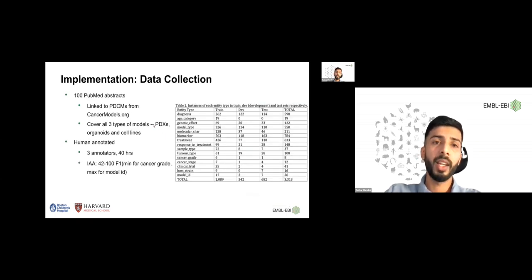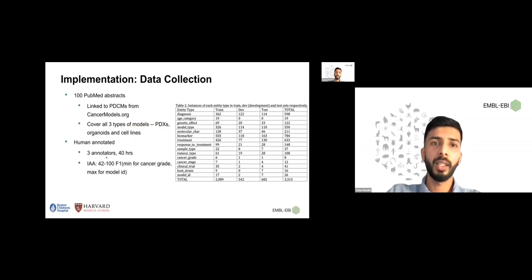And after defining the entities, we did the data collection. We used 100 abstracts as the gold standard corpus. These abstracts were chosen from the publications linked to the PDCMs submitted to the cancermodels.org platform, where we selected to cover all 3 types of PDCM, which are PDX, organoids, and cell lines.